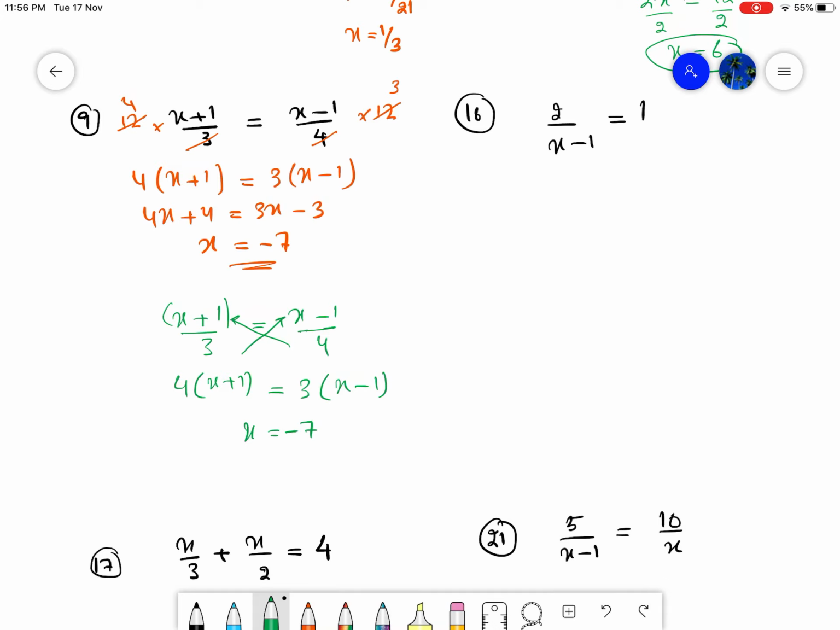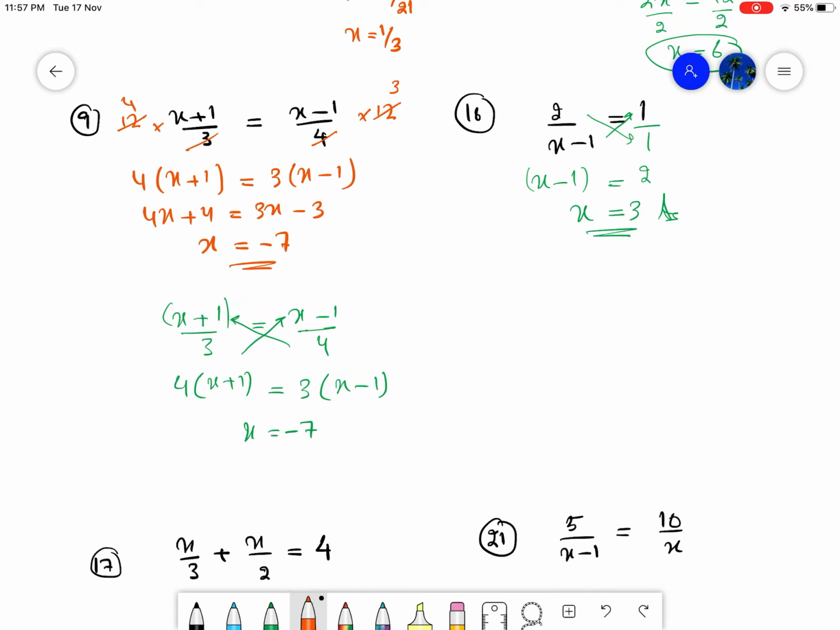Next question, question number 16. Again, if you want to perform cross multiplication, you can do the cross multiplication. So x minus 1 into 1 is x minus 1, and 2 into 1 is 2. So x minus 1 is equal to 2. So x is equal to 2 plus 1, which is 3. That is your final answer.